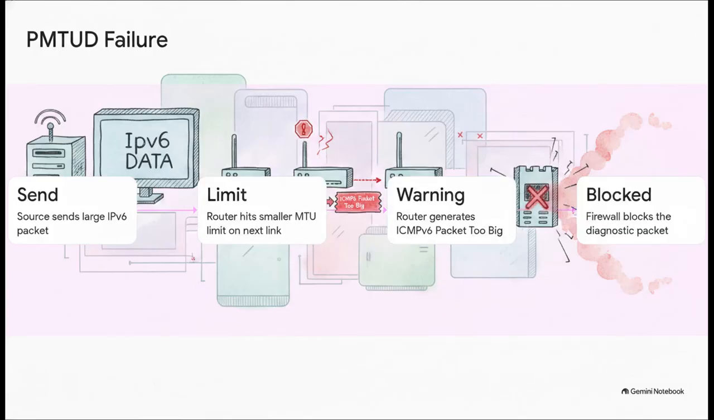Here's the exact mechanism behind that failure. Your source sends a large IPv6 packet. Somewhere down the line, a router hits a link with a smaller MTU limit. Now, the router does exactly what it's supposed to do. It generates an ICMPv6 Type 2 message, which is literally called Packet Too Big, to warn the sender, hey, fragment your data. But then step 4 happens. An overzealous firewall blocks that critical ICMPv6 warning packet. The sender never gets the memo, it just keeps waiting, and your connection drops into a black hole.